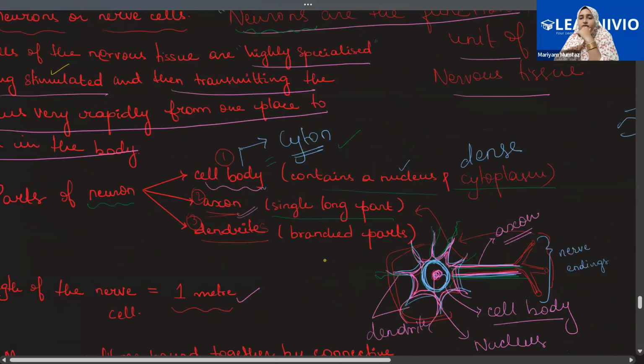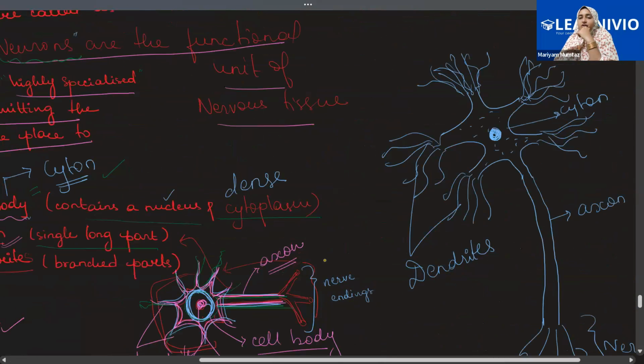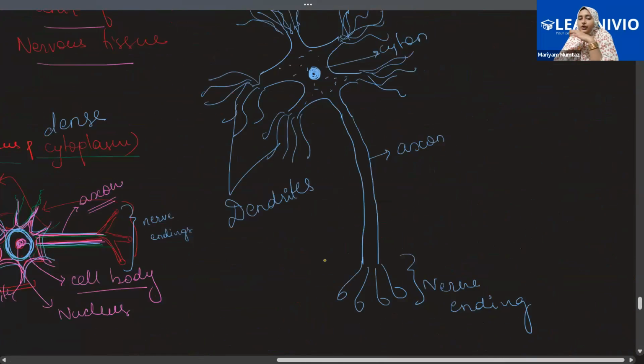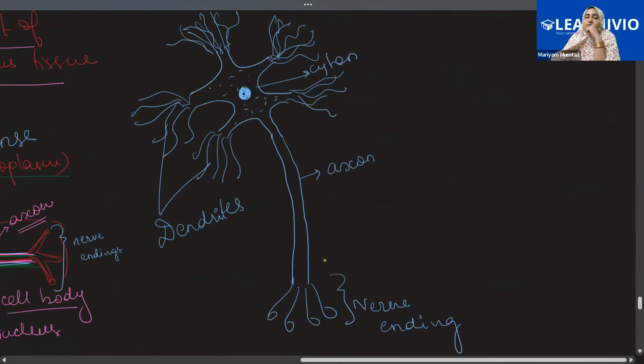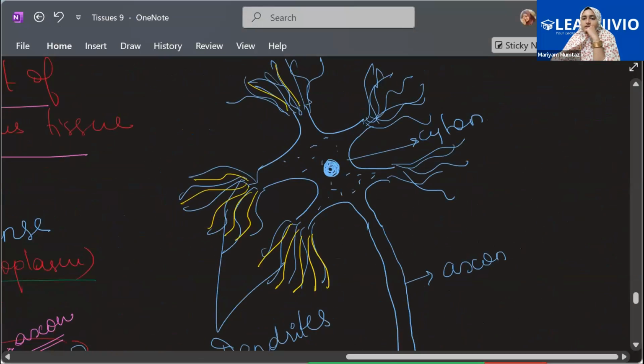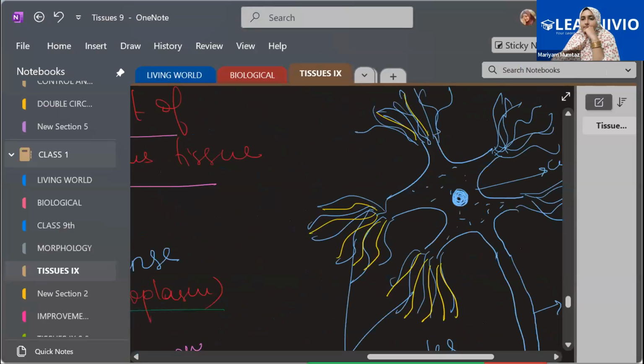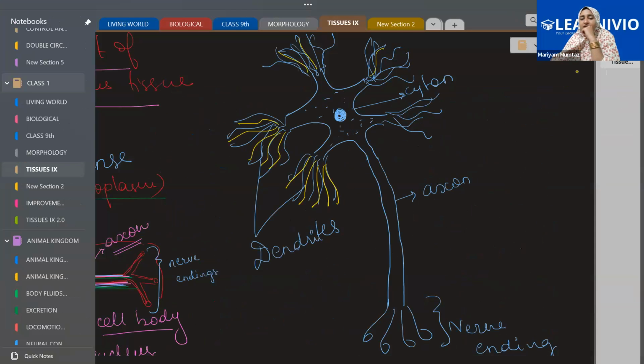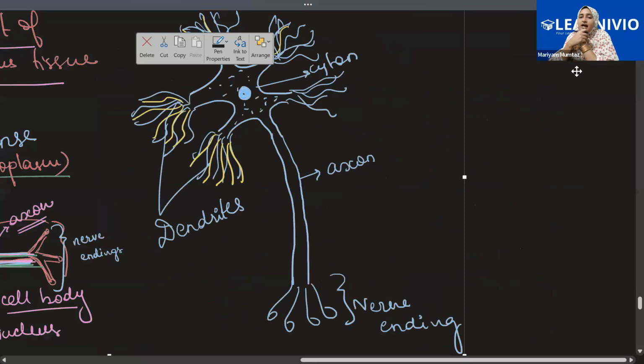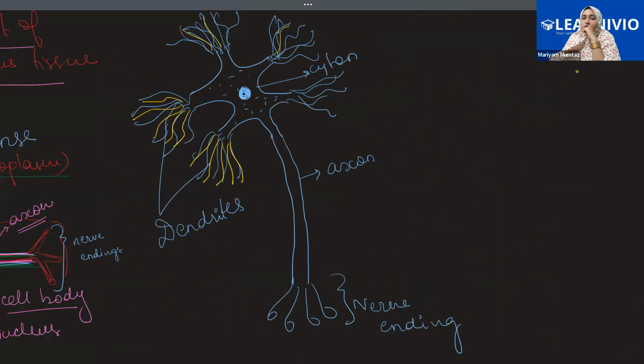Now, talking about the neuron, this is how the structure of a neuron looks. The neuron has certain parts. These branch-like structures that you're seeing are known as the dendrites. The dendrites are responsible for collecting all the information and bringing it to the cyton.